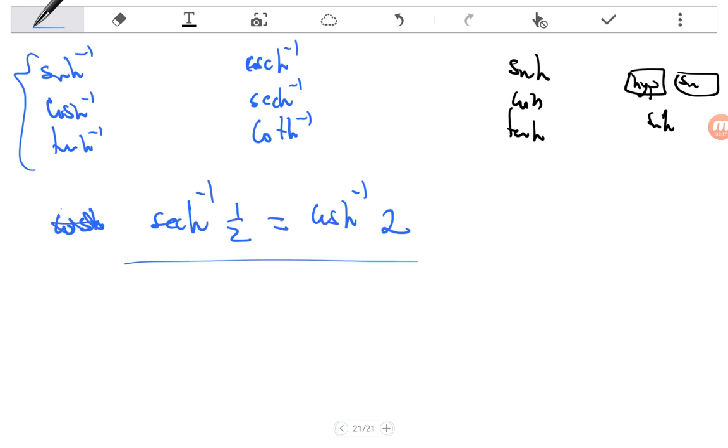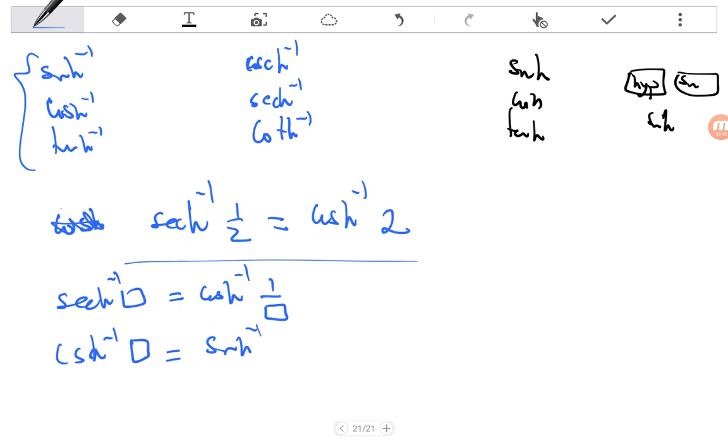And as a general rule, sech inverse of 1 over something is just the cosh inverse of that term. Or I may write it like this: sinh inverse of something is just csch inverse of 1 over that something. If I had csch inverse of something, it is just sinh inverse of the reciprocal. For coth inverse of something, it is just tanh inverse of the reciprocal.